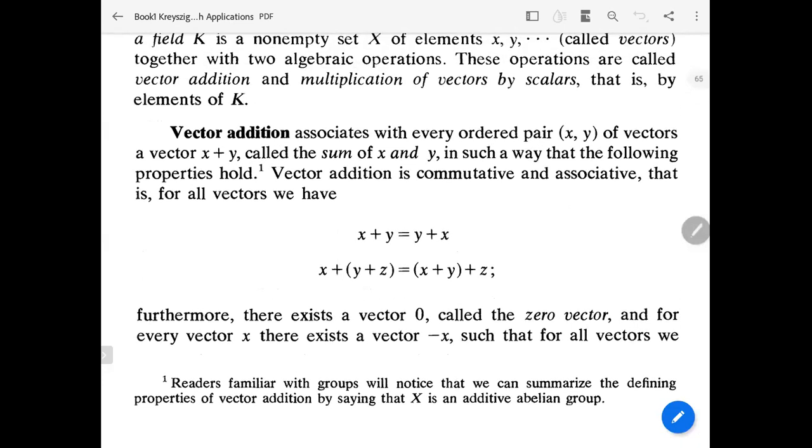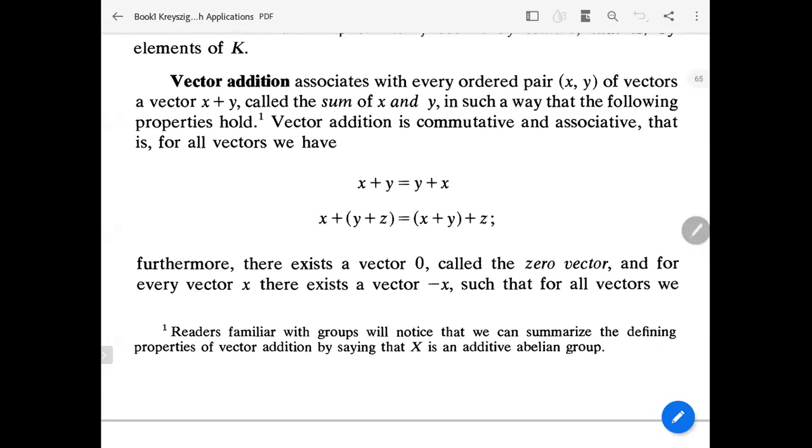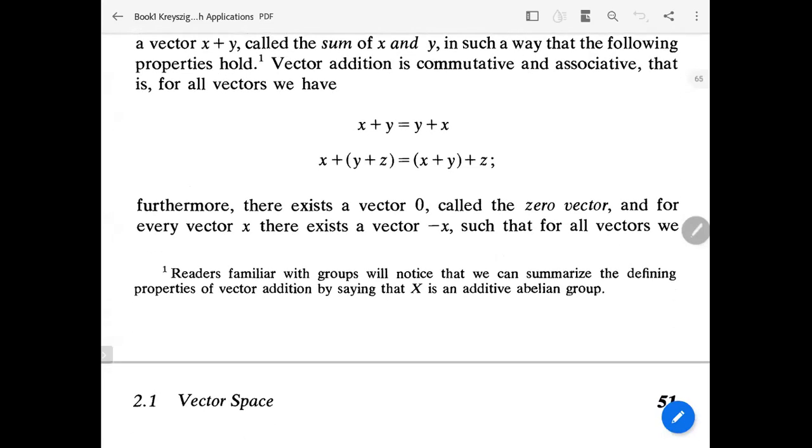So for example, vector addition is commutative: x plus y equal to y plus x. It is also associative: (x plus y) plus z equal to x plus (y plus z). So you can put bracket anywhere you would like. You can add y and z first and then add x, or you can add x and y first and then z. The answer will be the same.